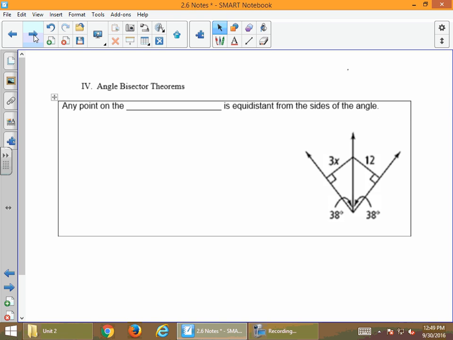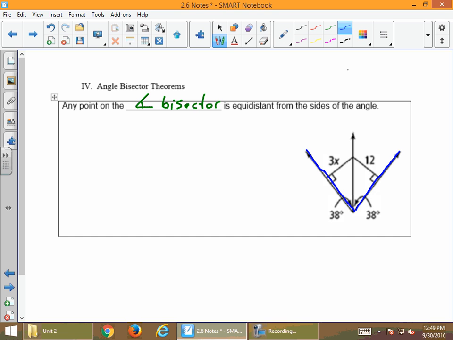This other theorem we use is the angle bisector theorem. Any point on the angle bisector is equidistant. We already know that means they're equal distance, the same distance from the sides of the angle. Here's my angle. There's one side of the angle, and there's the other. How do I know this is an angle bisector?